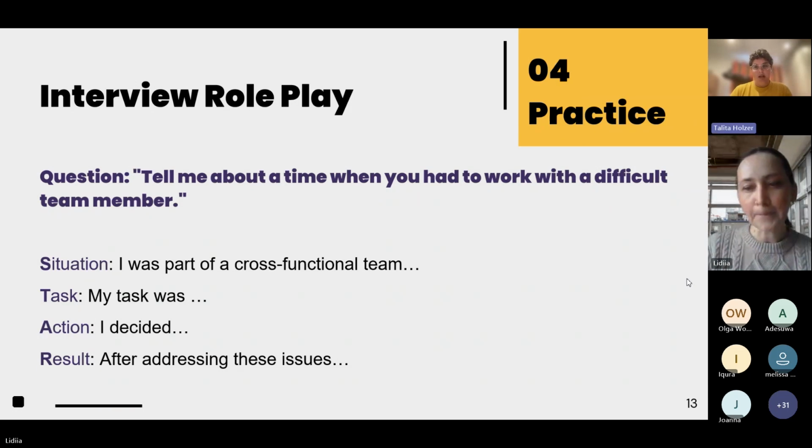Yes, so while I was working at the company Going Far, I was part of a cross-functional team and we were working on a product launch. One of the team members who was crucial to the project was often missing deadlines and wasn't really cooperative with our teammates in our meetings. So my task was really to ensure that the project stayed on track and try to keep a collaborative team environment despite these challenges that were posed by the team member in question.